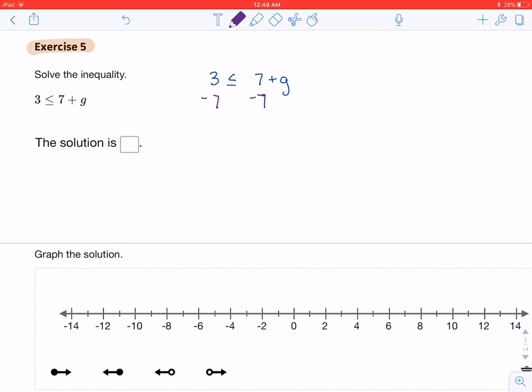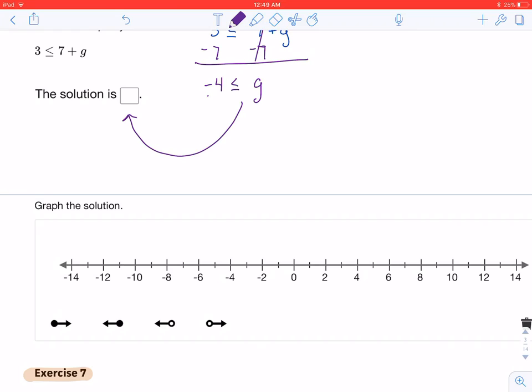Subtracting 7 from both sides will leave me on my left side with 3 minus 7, which is negative 4. The symbol always stays the same in addition or subtraction. And then positive 7 and minus 7 are going to cancel out to give you 0. And so the only thing you'll have left is g. So now my solution is the whole thing, negative 4 is less than or equal to g. Make sure you plug in the whole inequality. And then you're going to graph that solution.